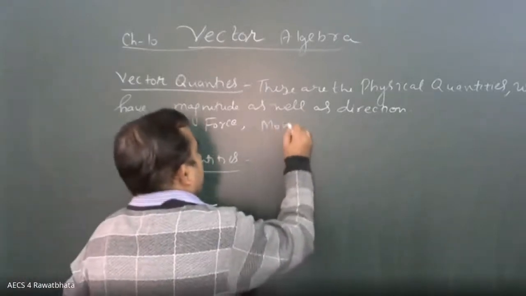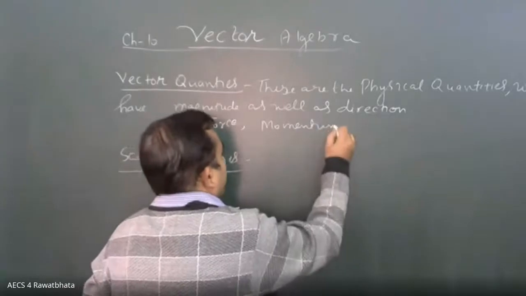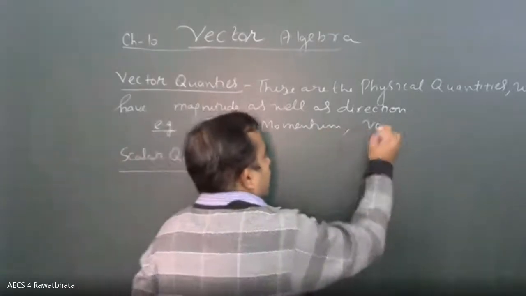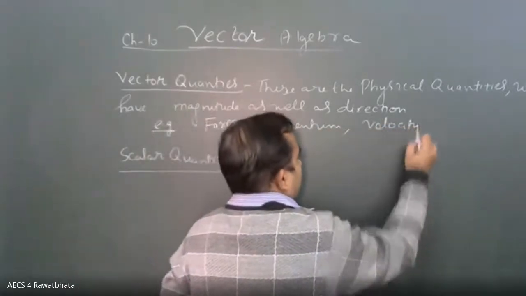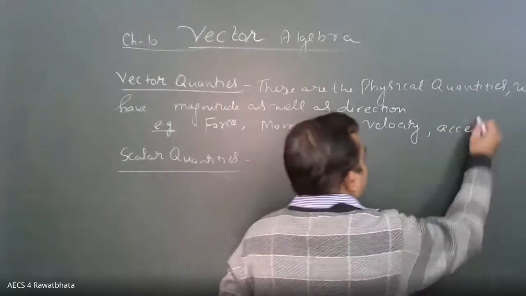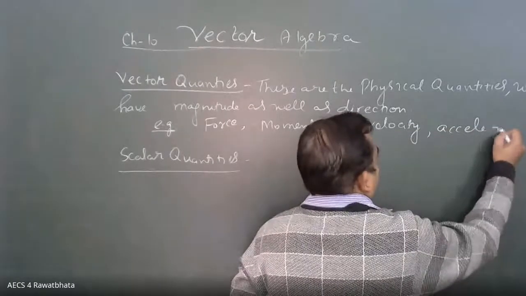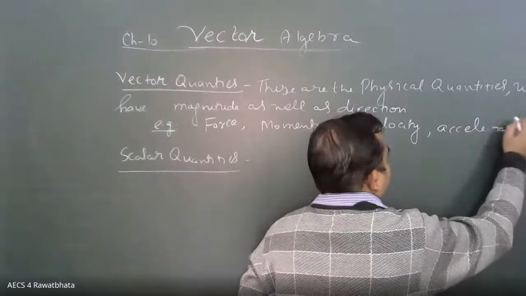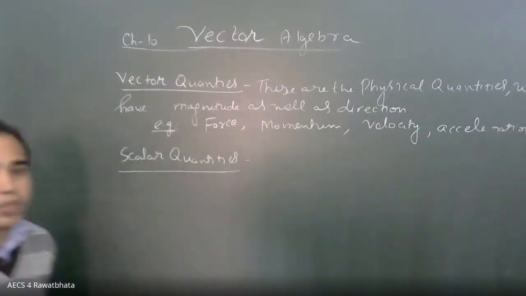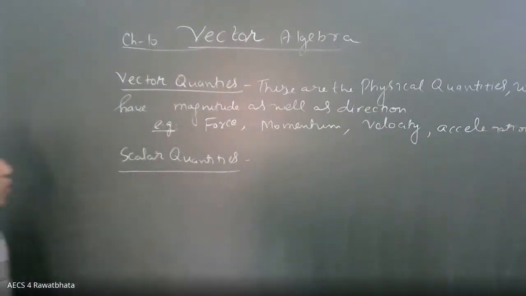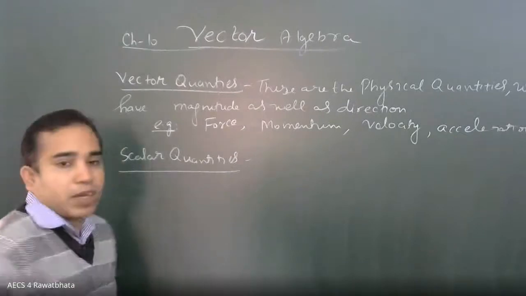Or momentum, or velocity, or acceleration. These things, when you study in physics, we always tell the magnitude with direction. Direction also we tell. Now the next term is scalar quantities.